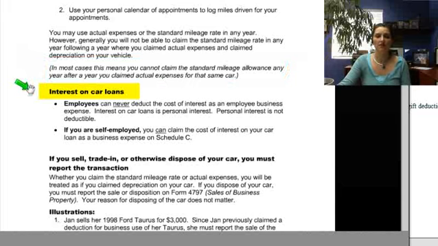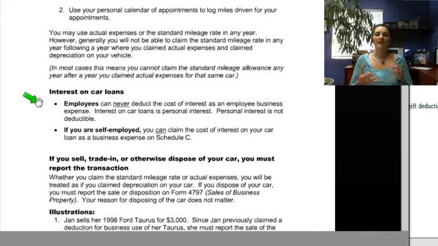Now, what about interest on car loans? Well, employees are never allowed to deduct the cost of interest as an employee business expense. Interest on a car loan is considered to be personal interest, and personal interest is never deductible on Schedule A. And when we're talking about employee business expenses, those are deducted on Schedule A. And Schedule A allows only certain types of interest to be deducted, and they include mortgage interest and investment interest. That's essentially it for interest. So interest on a car loan doesn't fall into either of those categories and is therefore non-deductible to an employee.